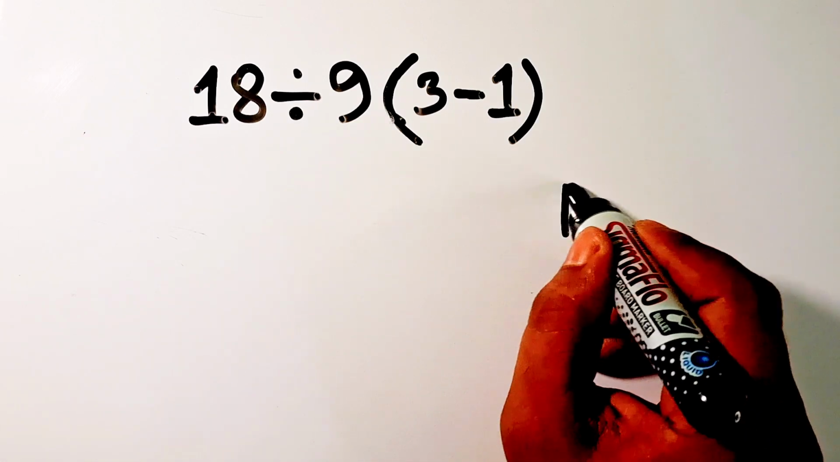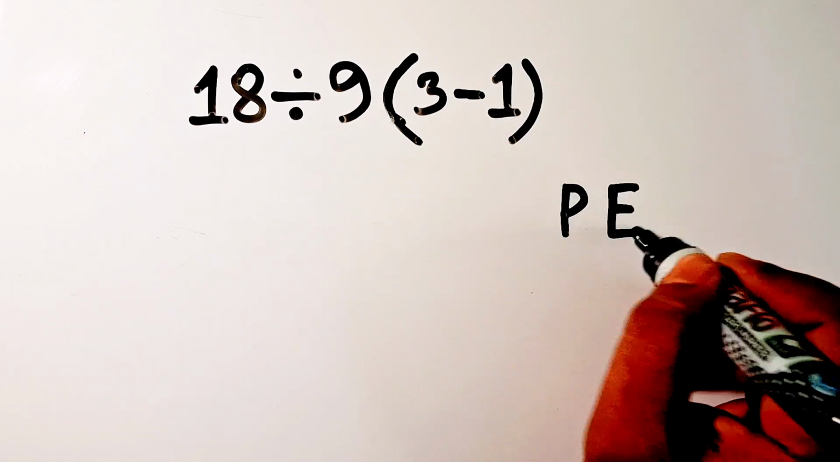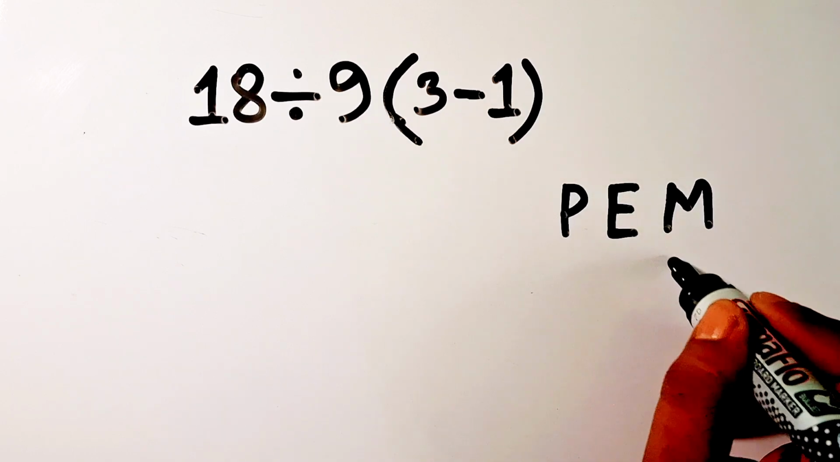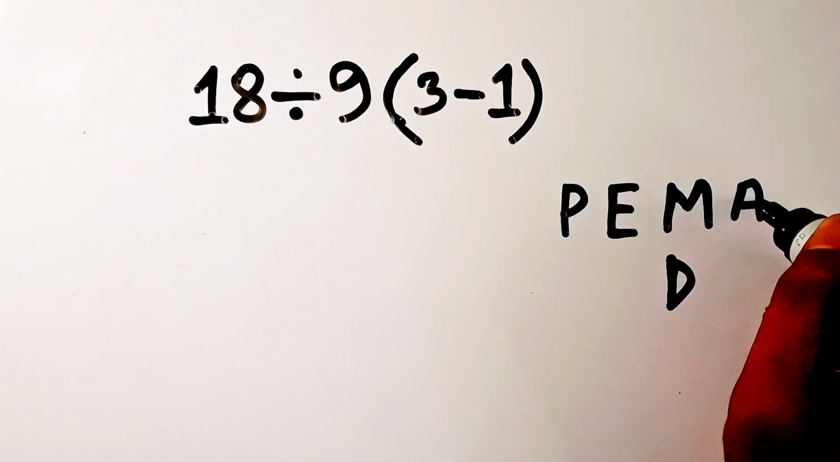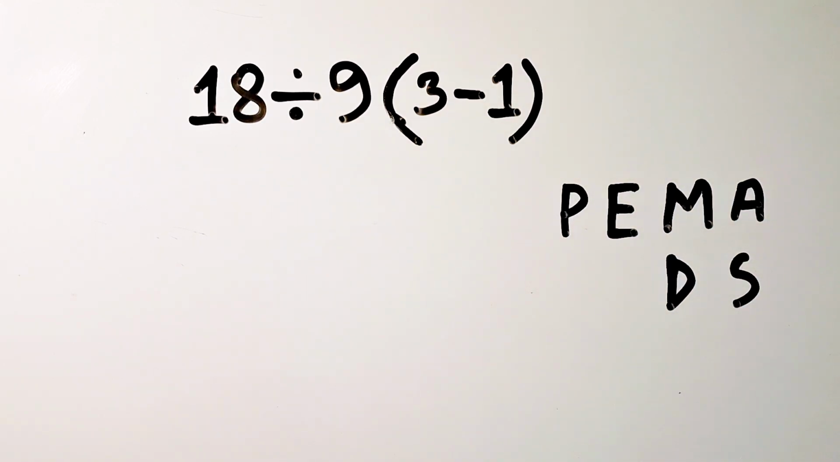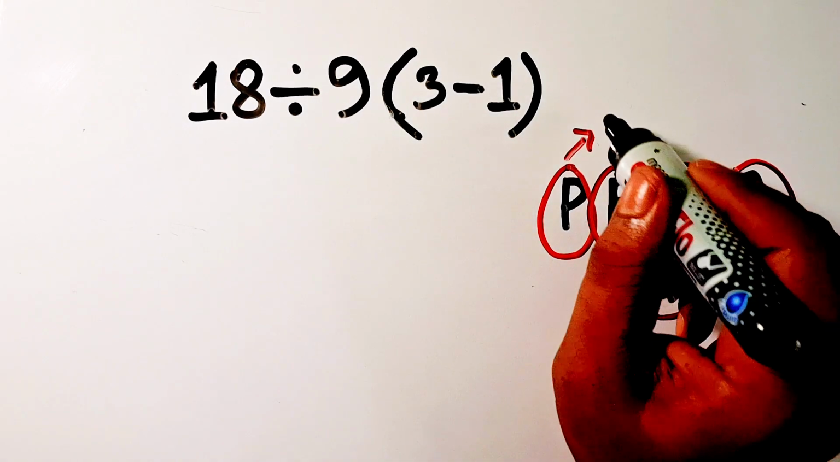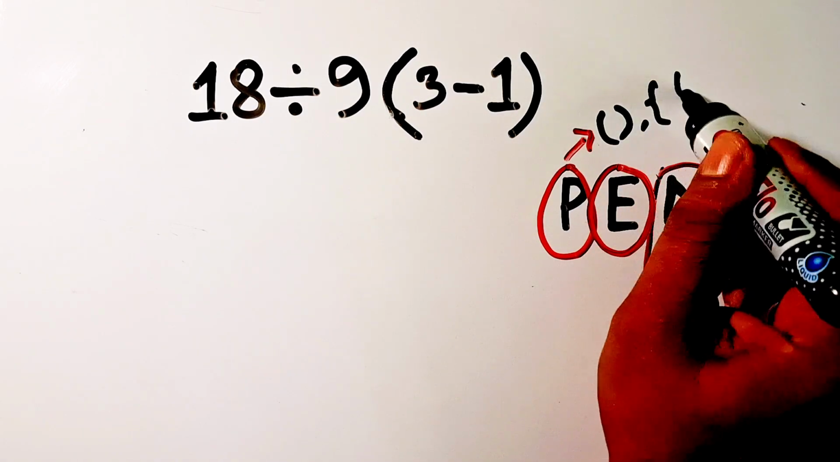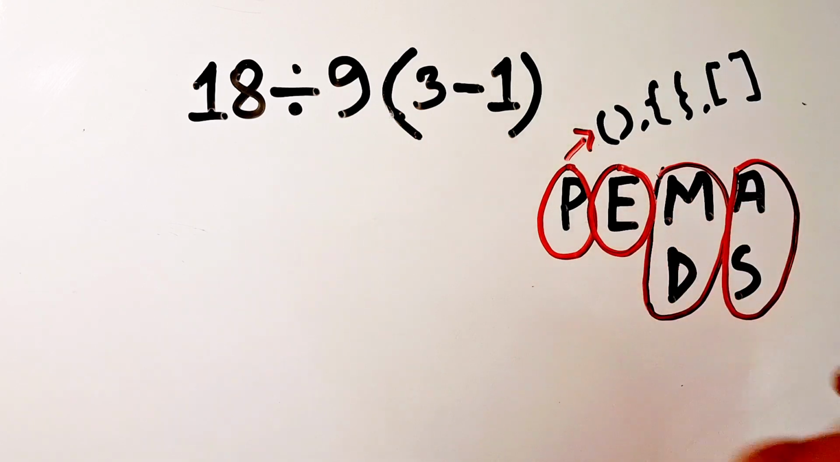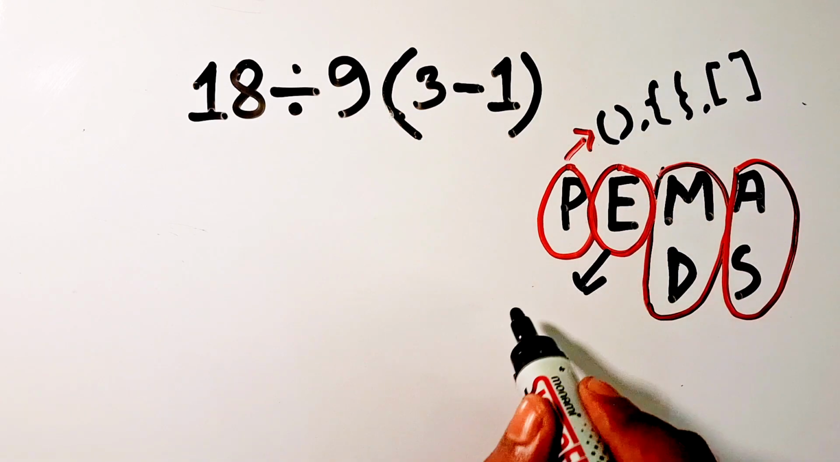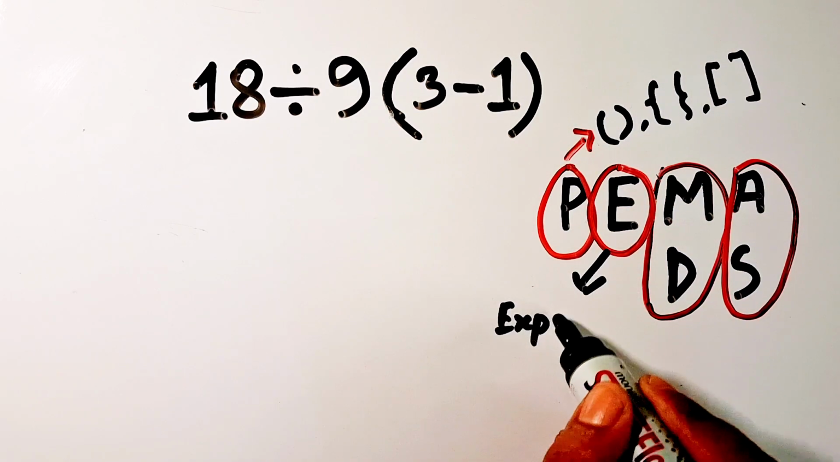Here is the BODMAS rule. P is equal to parenthesis, E is equal to exponent, M multiplication, D division, A addition, and S subtraction. Parenthesis: first bracket, second bracket, third bracket. Exponents.